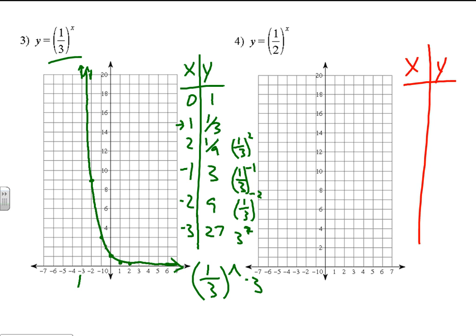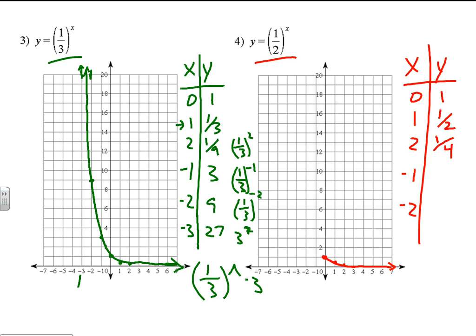X, Y, x is 0, x is 1, x is 2, x is -1, x is -2. 1/2 to the 0th is 1. Pretty familiar. 1/2 to the first stays 1/2. So by the time I'm over at 1, I'm only up a half. 1/2 to the second is 1/2 times 1/2. Calculator if you have to, but 1/2 times 1/2 is 1/4. Closer to 0. Enough to give me a pretty good feel for what's going on here. We hug right along 0. We don't really cross it, but hug right along it.